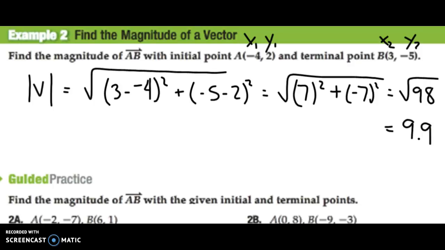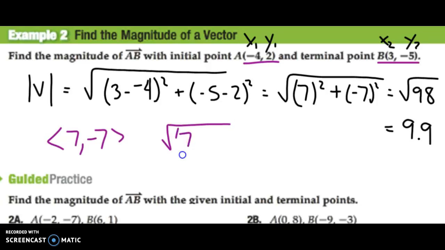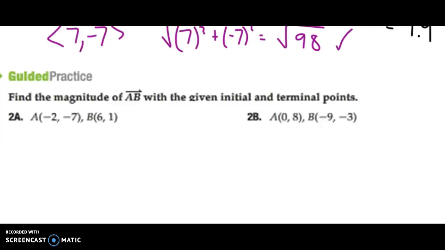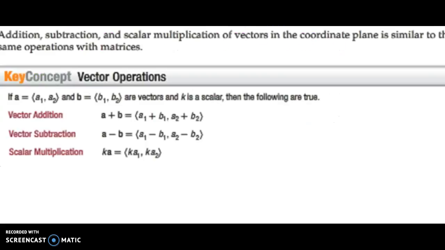If I wanted to check, notice these points are the exact same as example 1, so we know our component form is <7, -7>. Remember, it's just a squared plus b squared, and notice that is the same as this. So again, I get the square root of 98, which is 9.9. So we know that we did it right. Here are some more guided practice problems. Feel free to try these with A and B.